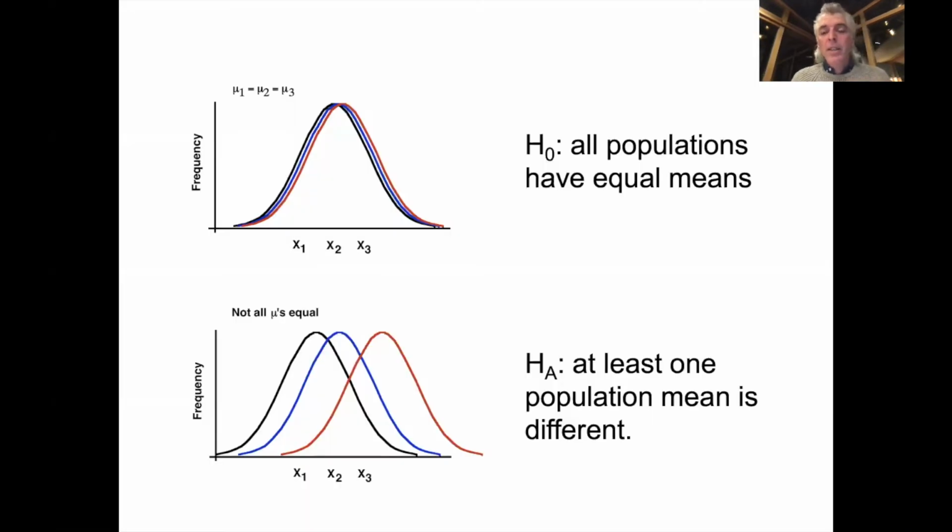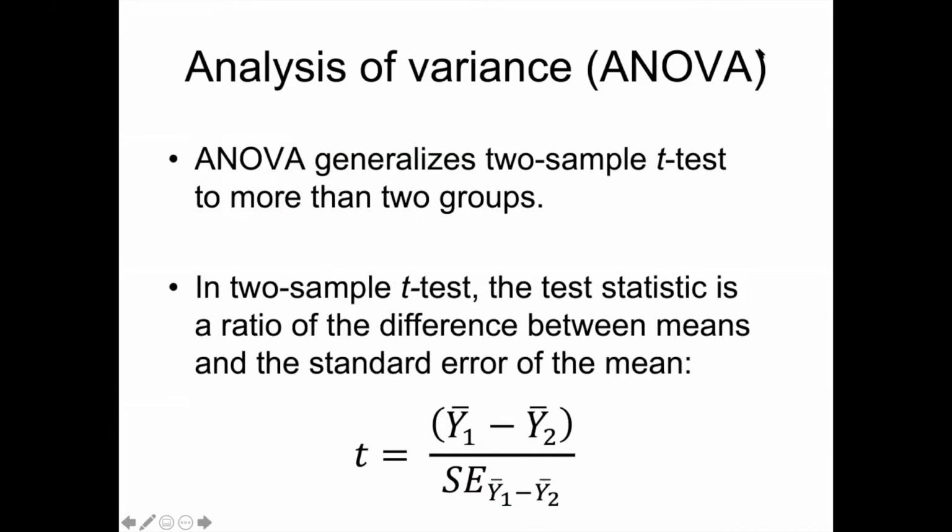So in an analysis of variance, then, we're testing the null hypothesis that all of the true population means are equal to one another, and the alternate hypothesis, then, that at least one population mean is different from the others. We don't specify or hypothesize which one, we just test a generic alternate hypothesis that the means are different from one another. So an ANOVA then generalizes our two-sample t-test to more than two groups.